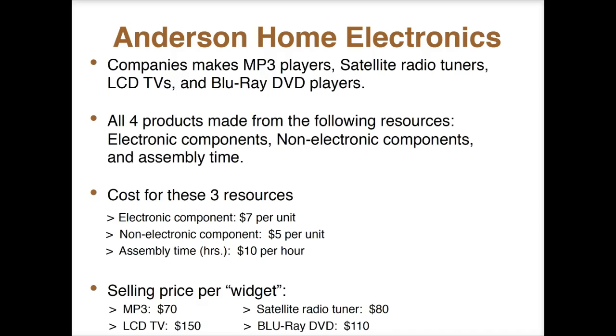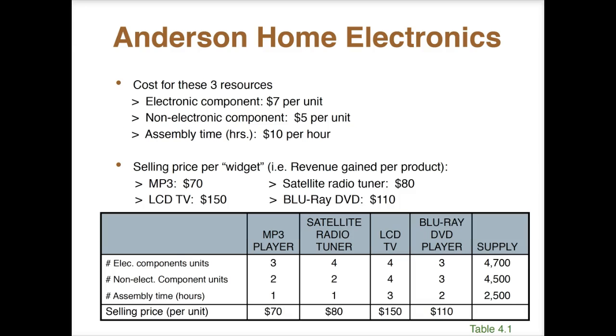Now for the selling price of each of the products, the MP3 player is $70, the LCD TV is $150, the satellite radio tuner is $80, and the Blu-ray DVD is $110. So this is the information that we're given here. I've stated the electronic components, non-electronic components, assembly time, and the selling price.